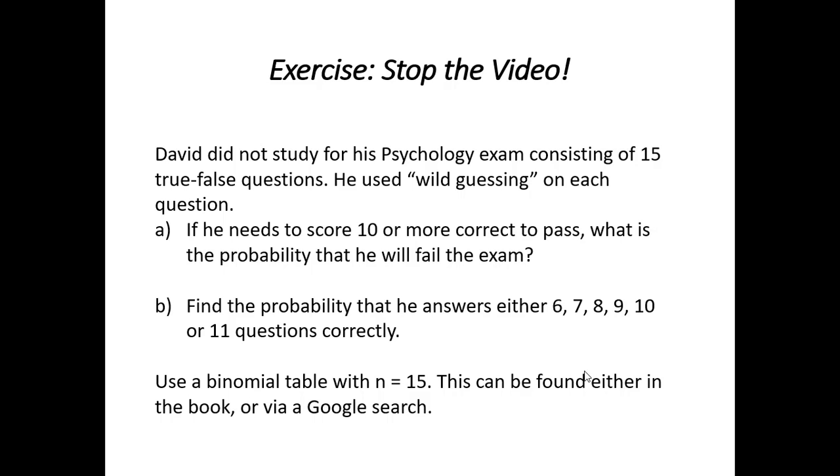Just be careful. The binomial table we were looking at before is what I would call a cumulative binomial table. But some of these tables give you exact values. So make sure you understand what you have. So if you stop the video here, try to work this out.